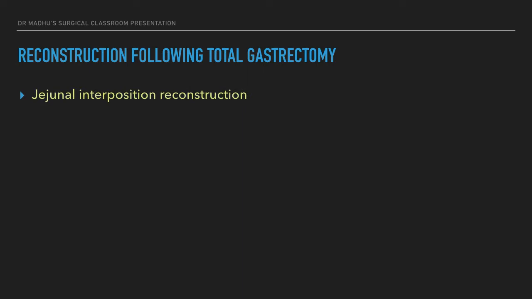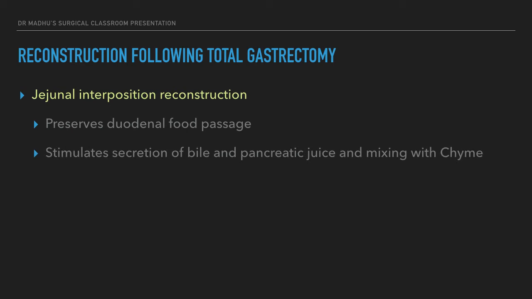Why we should do a jejunal interposition following a total gastrectomy. First thing is, by interposing a loop of jejunum, it preserves the duodenal food passage. The passage of food goes from the esophagus into the jejunal loop, and then it goes across the duodenum. Whereas if you do a Roux loop esophagojejunal anastomosis, the food passage bypasses the C loop of duodenum. This is important, because the passage of food through the duodenum stimulates the secretion of bile and pancreatic juice, and the mixing of the chyme with these juices occurs.